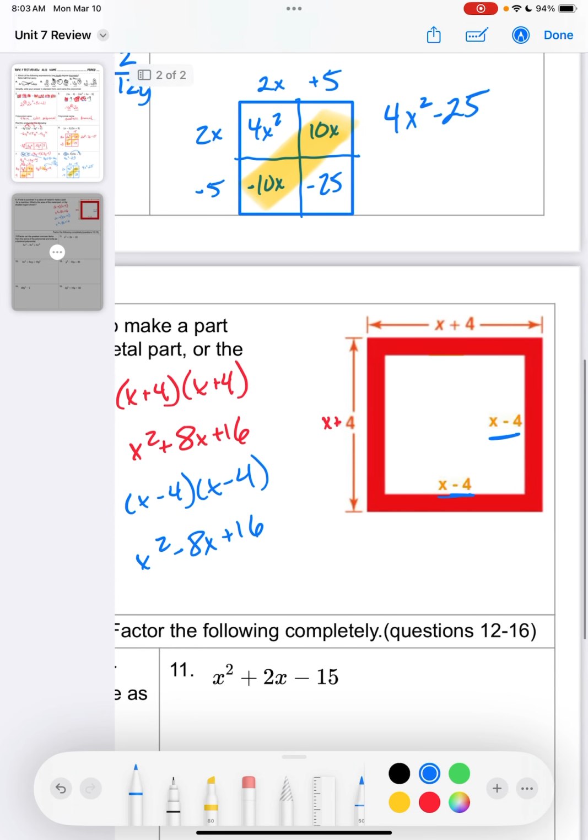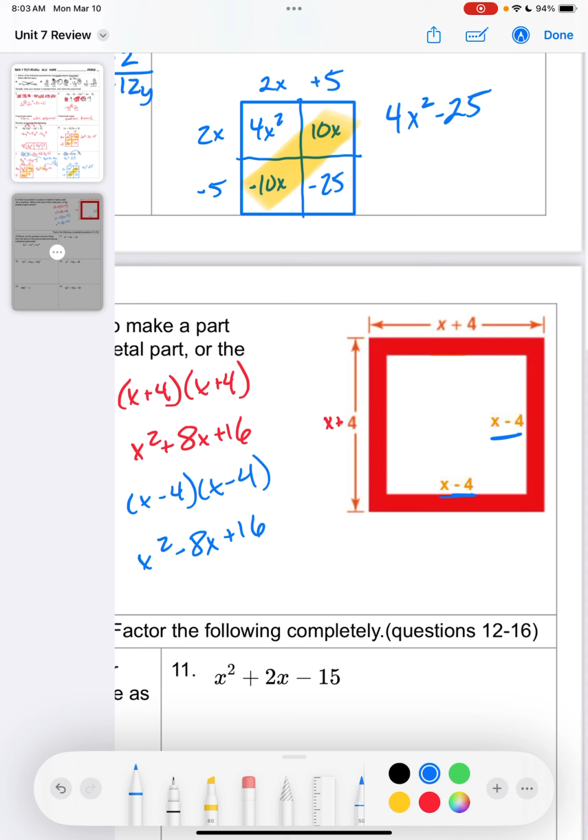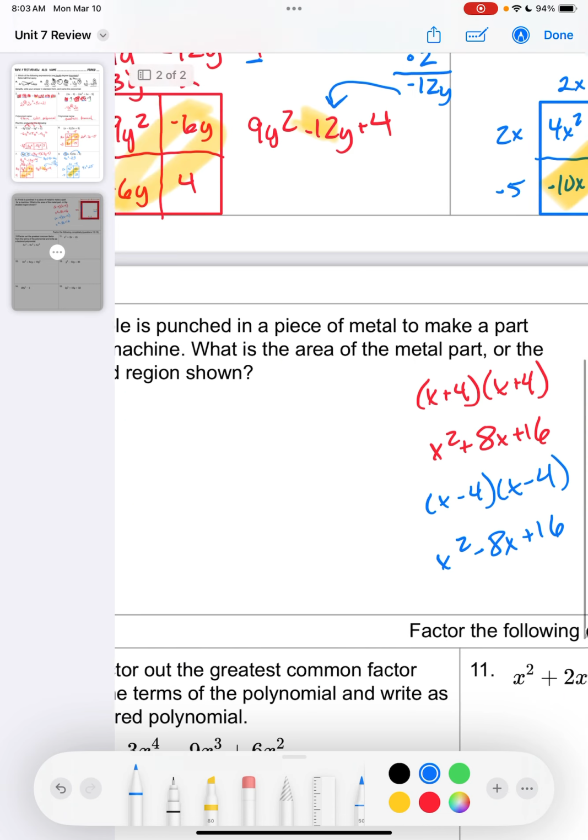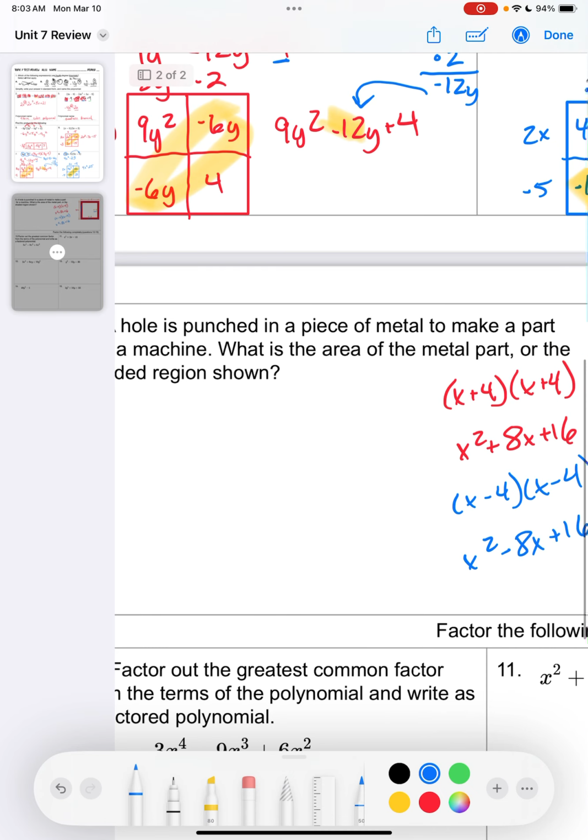So if I want to figure out what just this spot is, I'm going to take my x squared plus 8x plus 16. Again, that was the entire thing. And then I'm going to subtract what was on the inside. So this ends up being a subtraction problem.